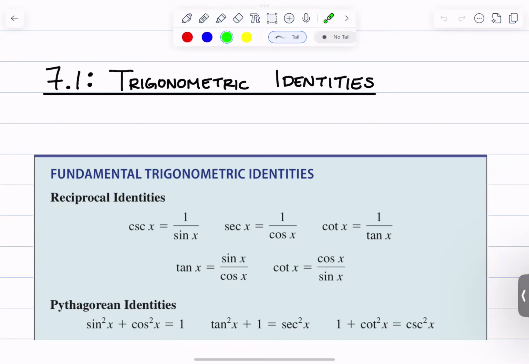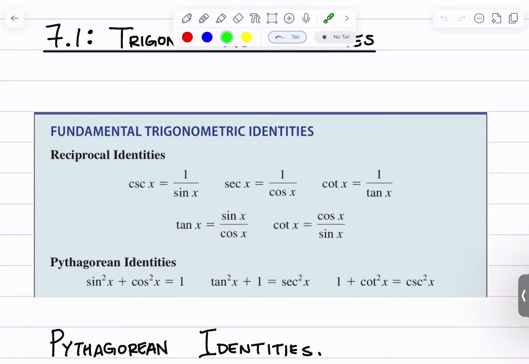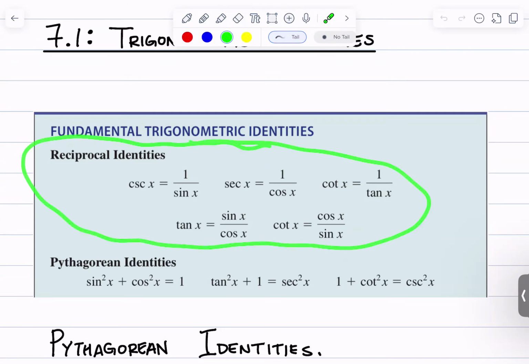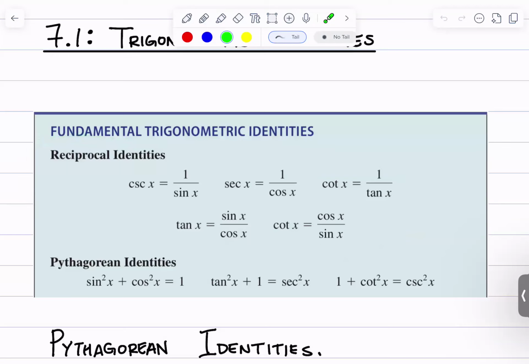Okay, so some of these guys you already know. The reciprocal identities you know. So the reciprocal of cosecant is sine, reciprocal of secant is cosine, reciprocal of cotangent is tangent. Tangent is equal to sine over cosine. And if tangent equals sine over cosine, then the cotangent equals cosine over sine. Right? So we know that. We got that in our bags. And this list is just going to grow and grow as we go along in this chapter.